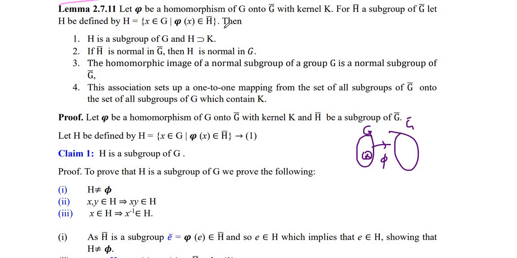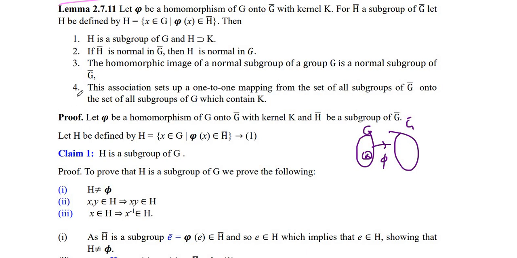So if these are given, then what we need to prove is H is a subgroup of G and K is contained in H. The second one, if H bar is normal in G bar, then H is normal in G. The homomorphic image of a normal subgroup of a group G is a normal subgroup of G bar. From the first two, we are going to establish one-to-one mapping between the set of all subgroups of G bar onto the set of all subgroups of G which contain K.